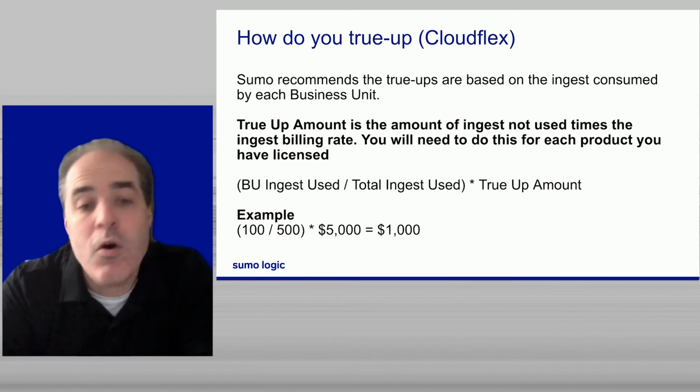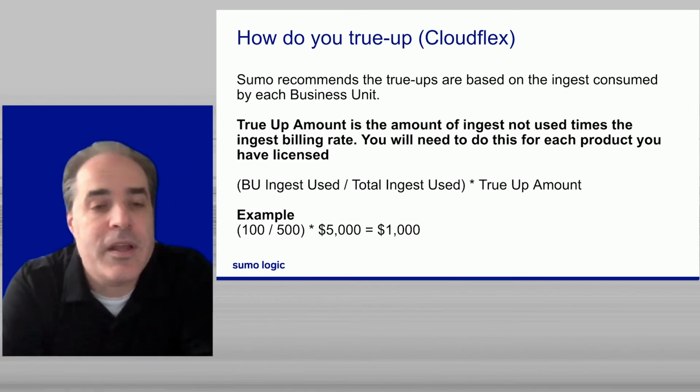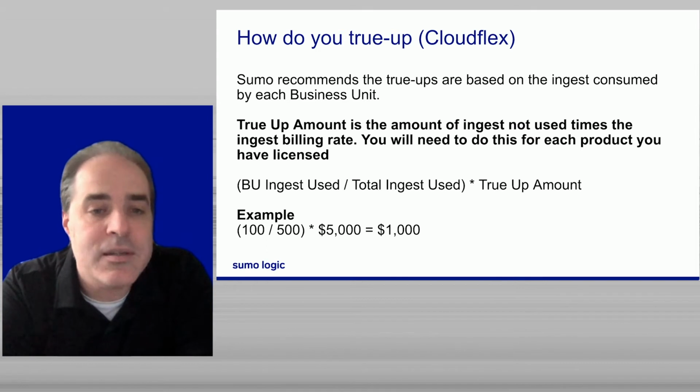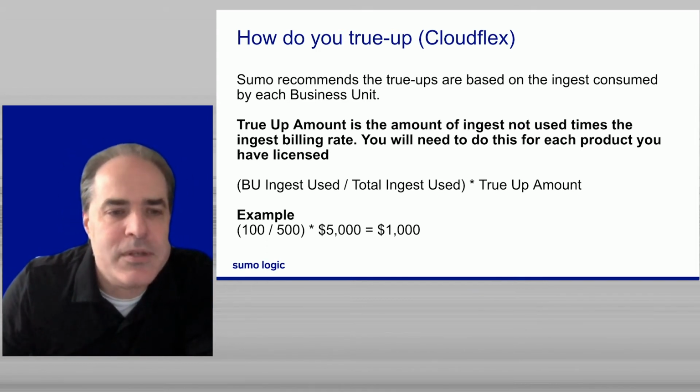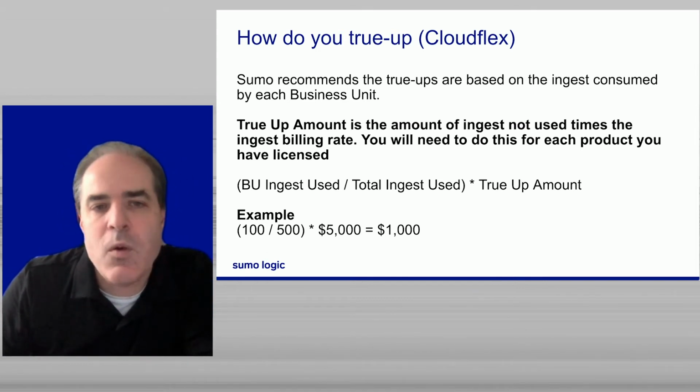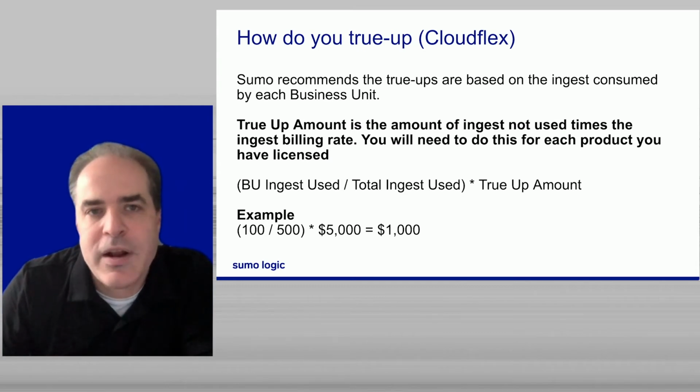Now, if you were over, you may do this a little differently and just look at who was over what you had estimated and charge them for it. But this is a pretty simplistic method. We will just look at one last method, which is with our Cloudflex credits.